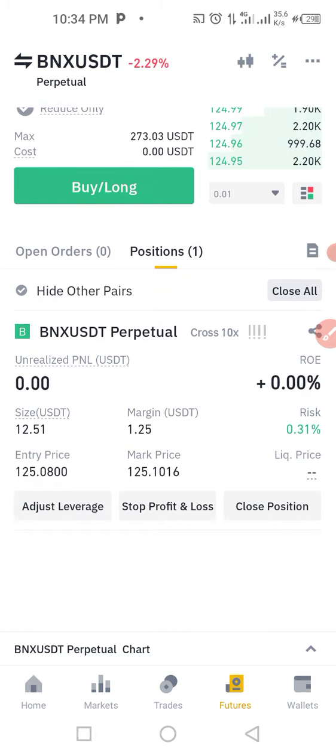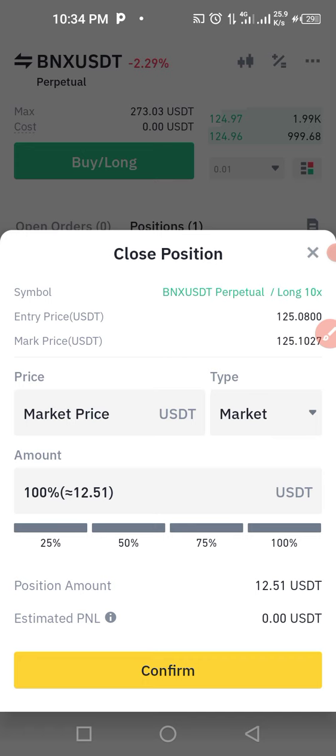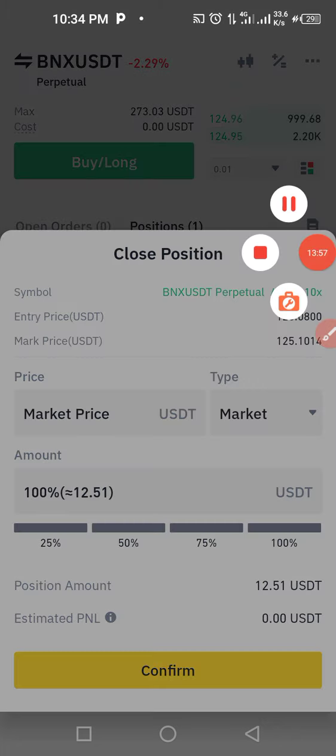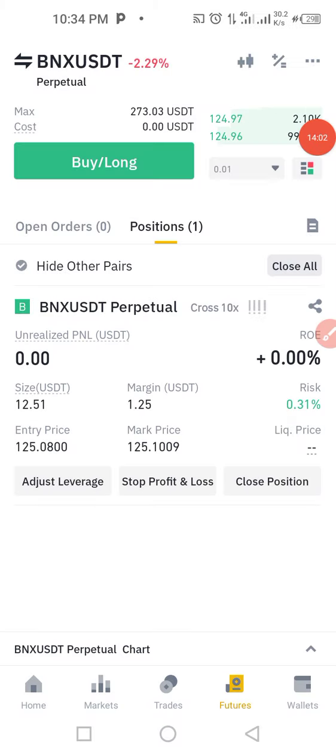You can see now the trade has been set up and is up and running. So I can decide to set up my stop loss and take profit. In my next video, I will show you how to do that. Thank you.